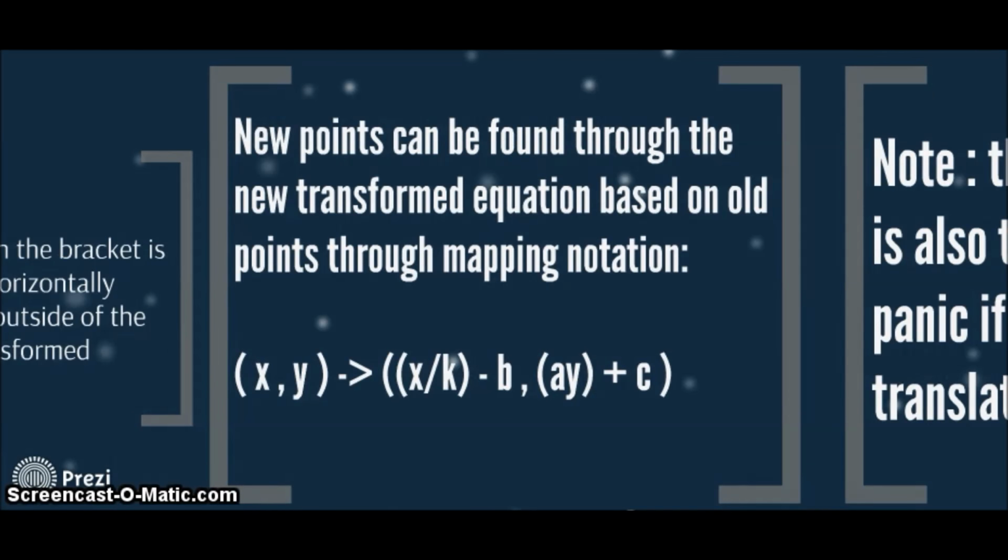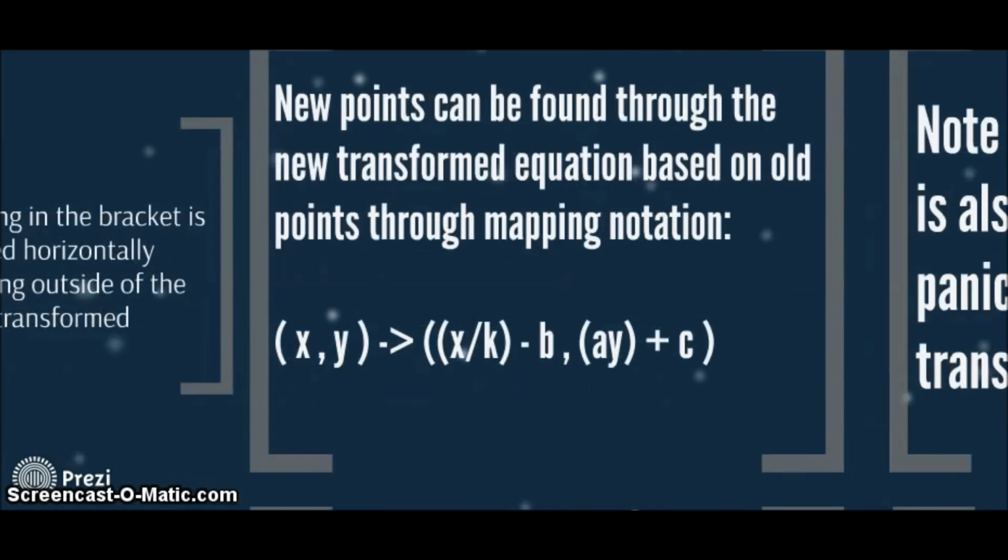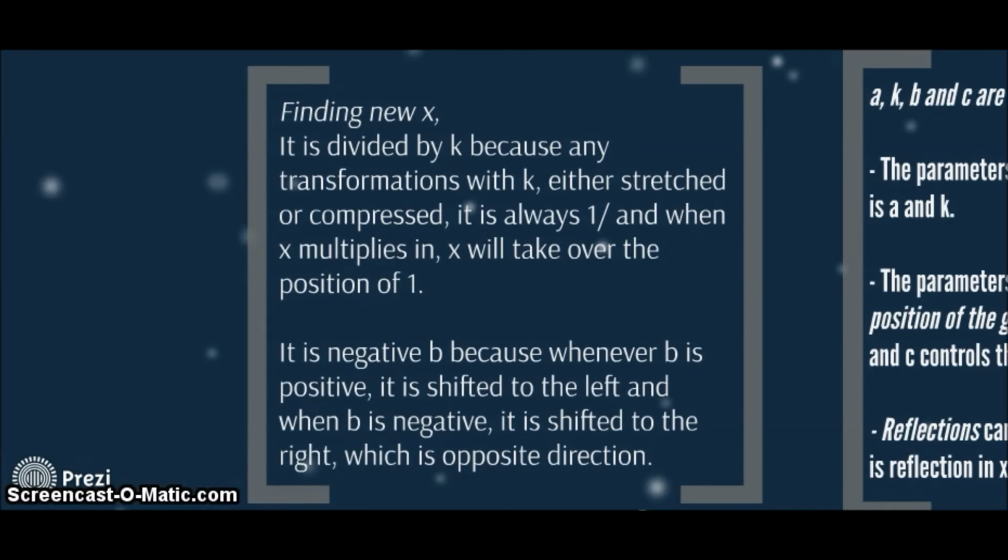New points can also be found through the new transform equation based on all points through mapping notation. This is the example of the new transform equation through mapping notation. Finding new x is divided by k because any transformation with k, either stretch or compress, is always 1 over k, and when x multiplies in, x will take over the place of 1. It's negative b because whenever b is positive, it is shifted to the left, and when b is negative, it is shifted to the right, which is of opposite direction.